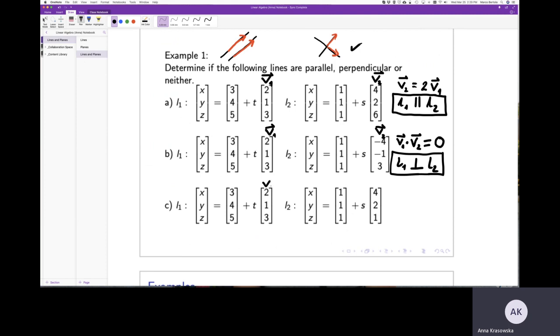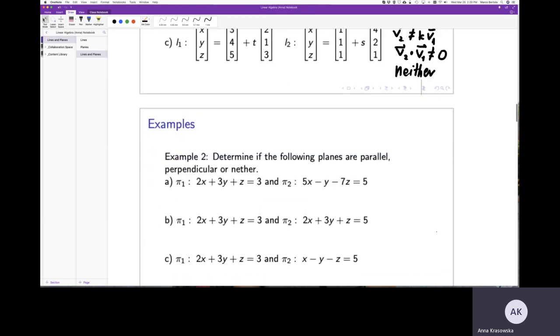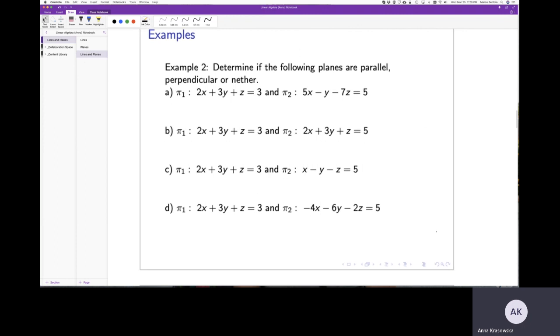And the last one, if this is V1 and V2, you can see that V2 is not a constant multiple of V1. Yeah, so they are not parallel. V2 dot V1, is it 0? Can you check quickly? No, it's not 0, so neither. Okay, so we know how to determine whether lines are parallel, perpendicular, or neither.